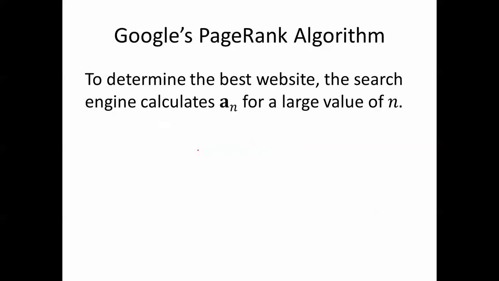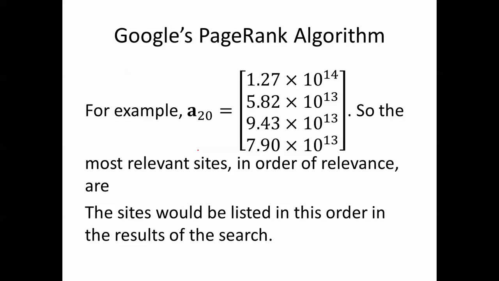That's awesome. To determine the best website, the search engine calculates A sub n for a large value of n. For example, A sub 20 is looking like this. So the most relevant sites in order of relevance are, now be careful, it's easy to look at this and say, wow, 9.43, that's pretty big. Yeah, but look at this. That's 10 to the 14th. The others are 10 to the 13th. So this is the most important one. It would be number 1, and then comes number 3, then number 4, then number 2. Yep, 1, 3, 4, 2. The sites would be listed in this order in the results of the search.